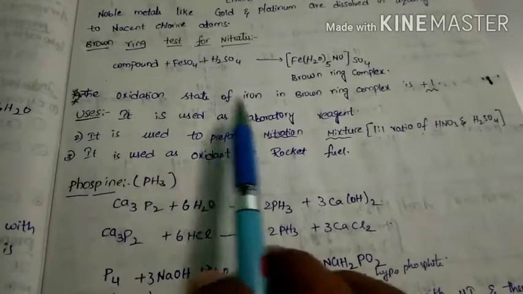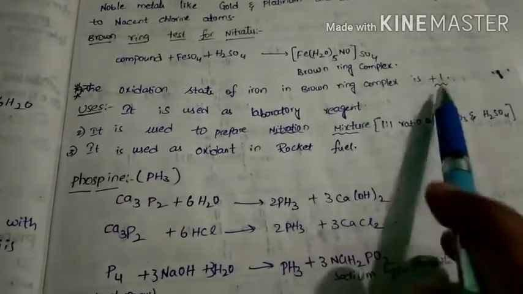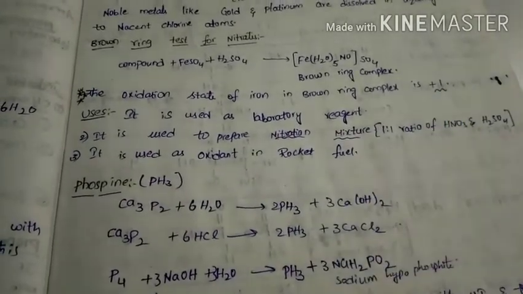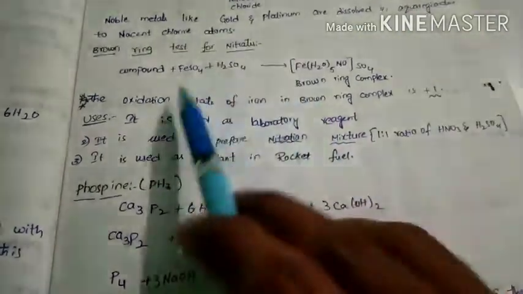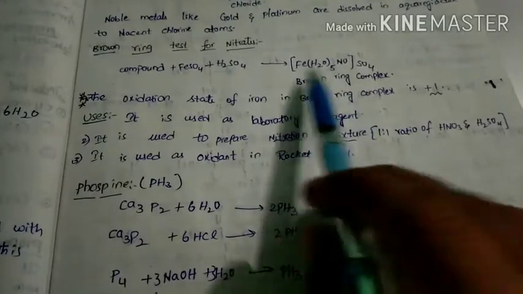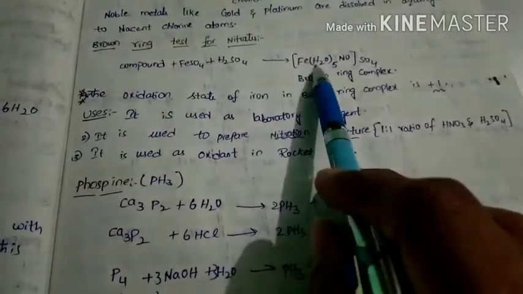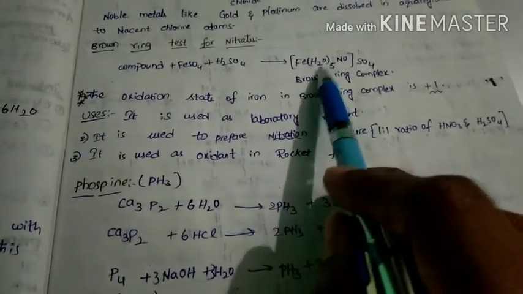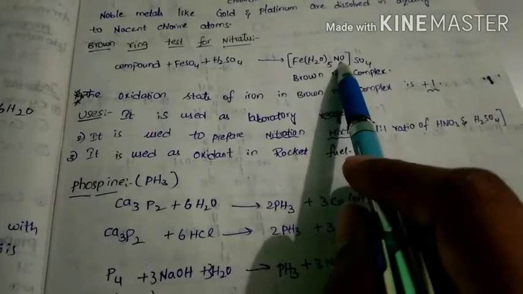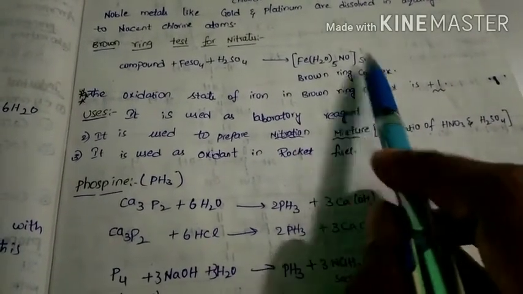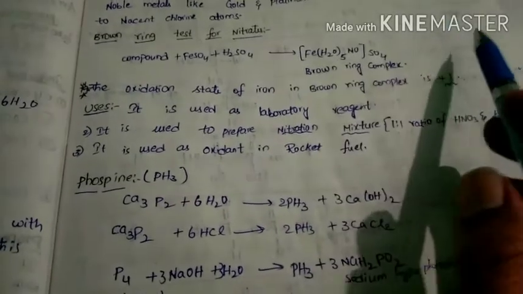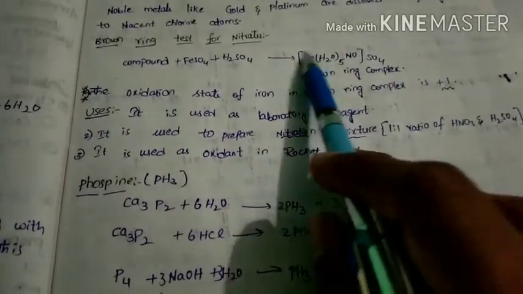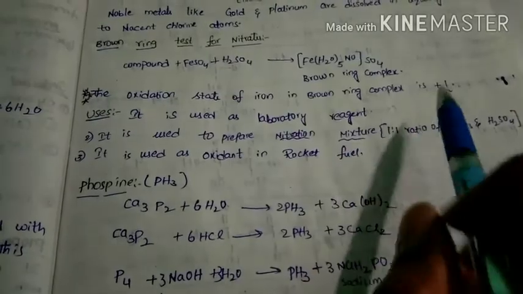Next here, the oxidation state of iron in brown ring complex is +1. This is very important point. What is the oxidation state of iron in brown ring complex, +1? Because H2O is neutral, so oxidation state 0, NO +1, here -2, +1 -2 -1, and that -1 goes to that side, then we get +1. So finally oxidation state of iron is +1.